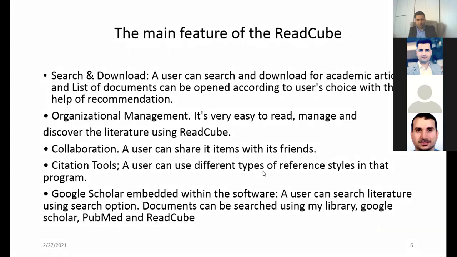Collaboration: a user can share it with friends. Citation tools: a user can use different types of reference styles in the program. And Google Scholar is embedded within the software, so a user can search literature using a search option. Documents can be searched using My Library, Google Scholar, PubMed, and ReadCube.